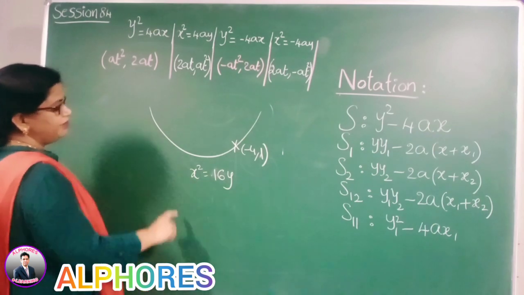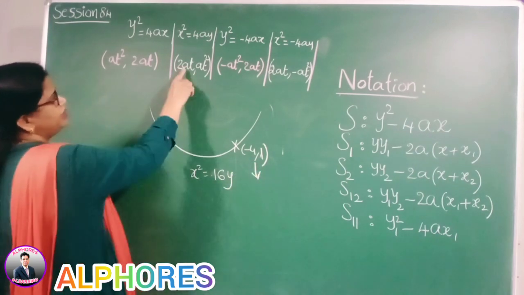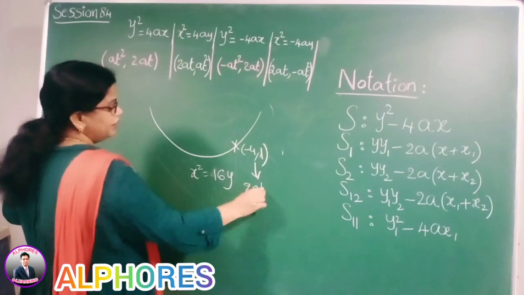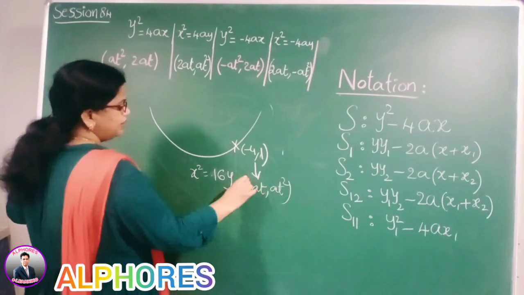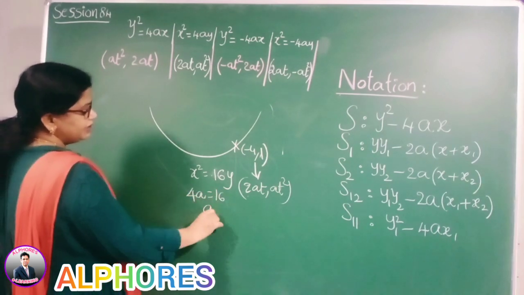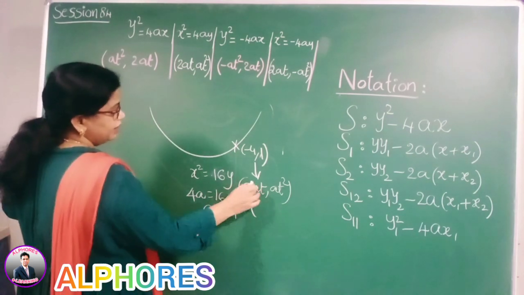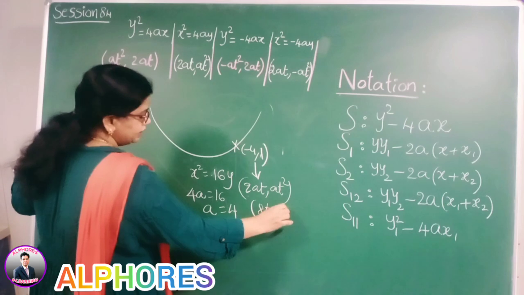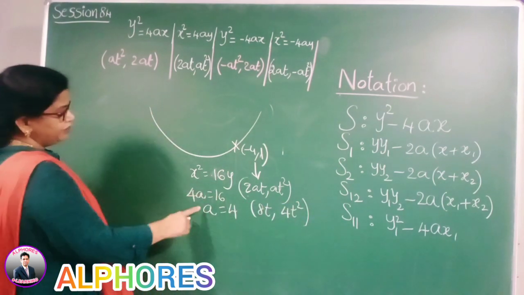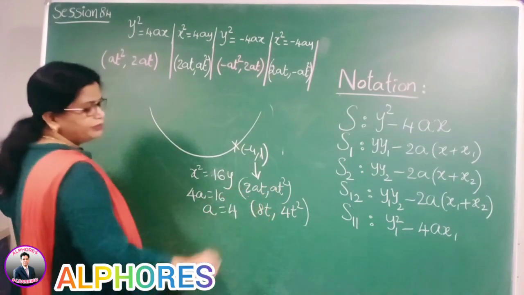Then what will happen while taking the parametric coordinates here? For this, the parametric coordinates are (2at, at squared). That implies (2at, at squared). And in this one, what is our 4a value? 4a equals 16, that implies a is equal to 4. Therefore, this value is nothing but 8t comma, how much is it? This is 4t squared. So 4a is 16 here, implies a equals 4. 2at, that is 8t comma, it is 4t squared.